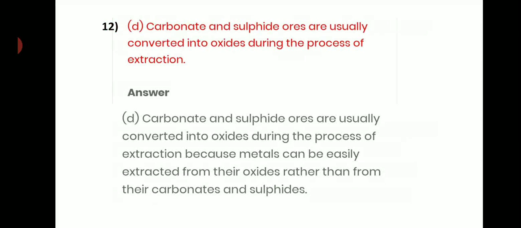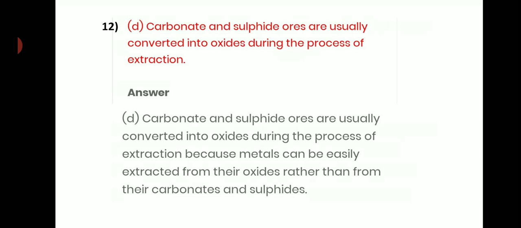Okay, next one. Carbonate and sulfide ores are usually converted into oxides during the process of extraction. Before the purification, they must be converted into oxide form. Why? Because metals can be easily extracted from their oxides rather than from their carbonates or sulfides.